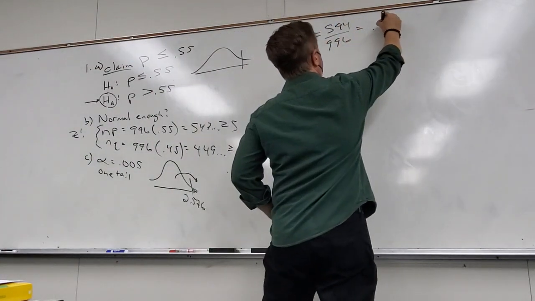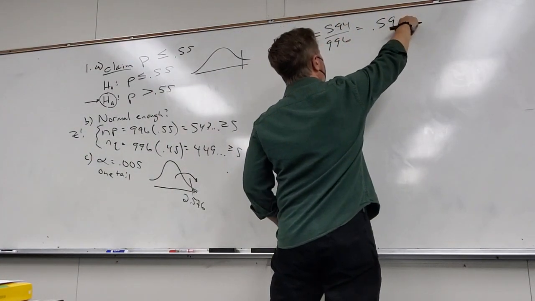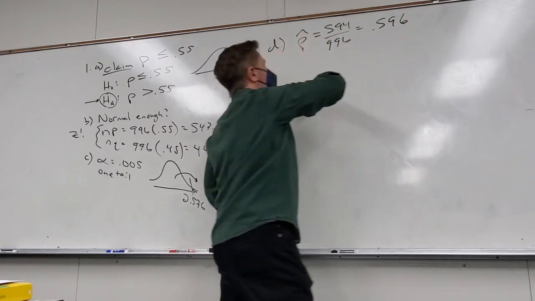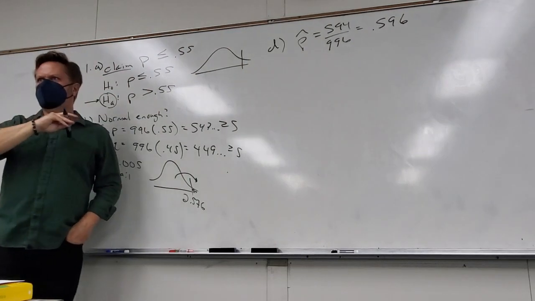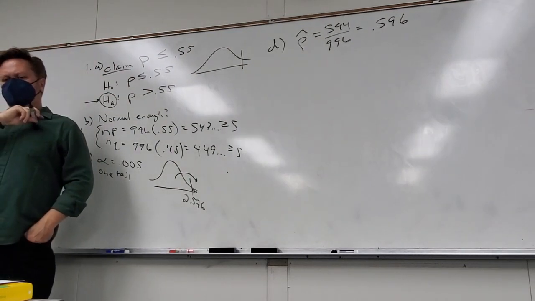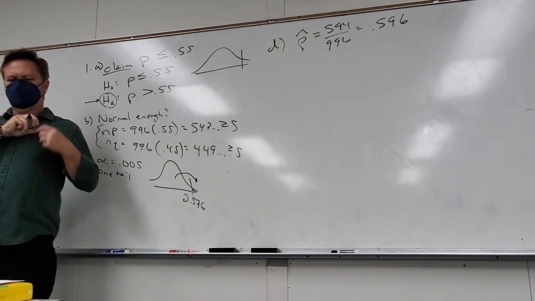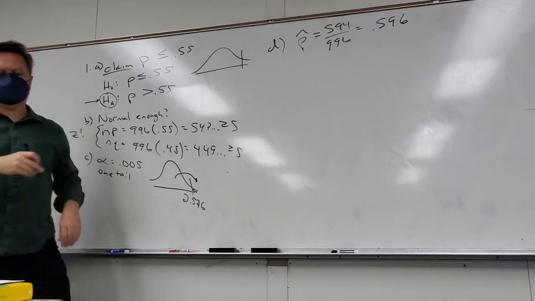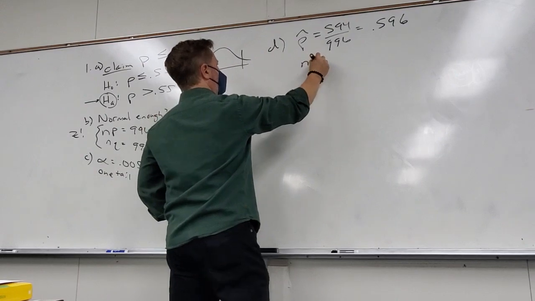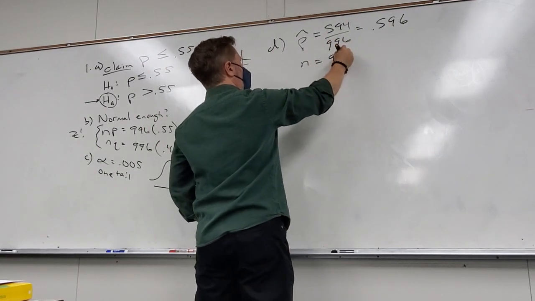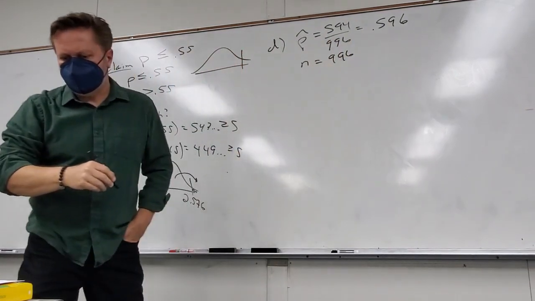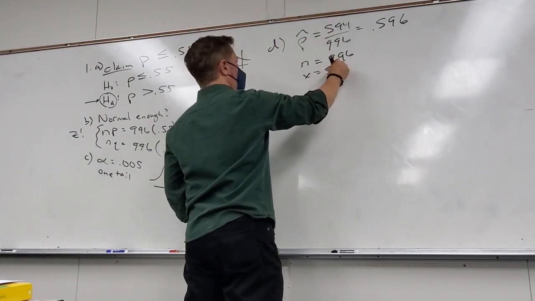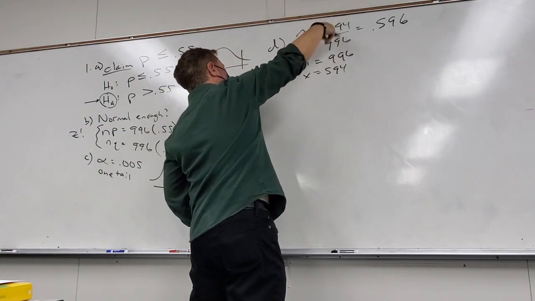I think it should be like 596 or something. Is it 6? 596. Okay. So in step D, I'm kind of nice. I'm kind of telling you what to get. What is n? Well, we know n, that's easy, 996. And x is really just the 594. So I'm sort of helping you put this together.